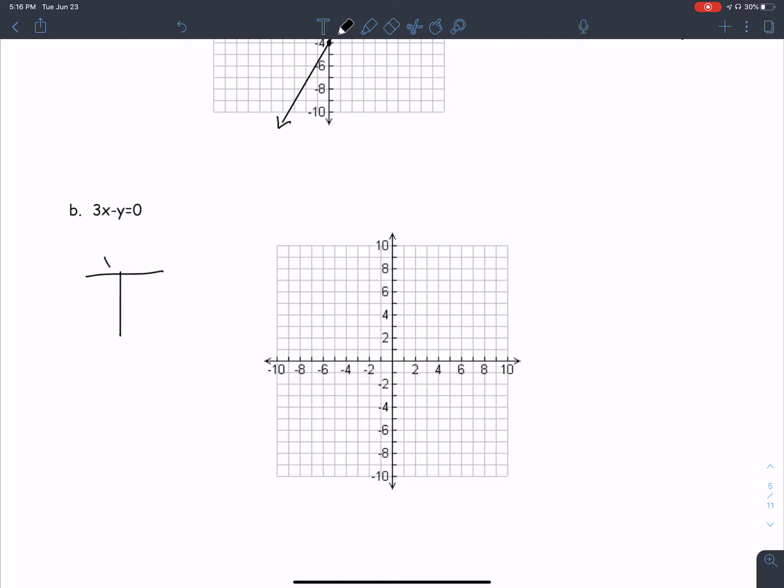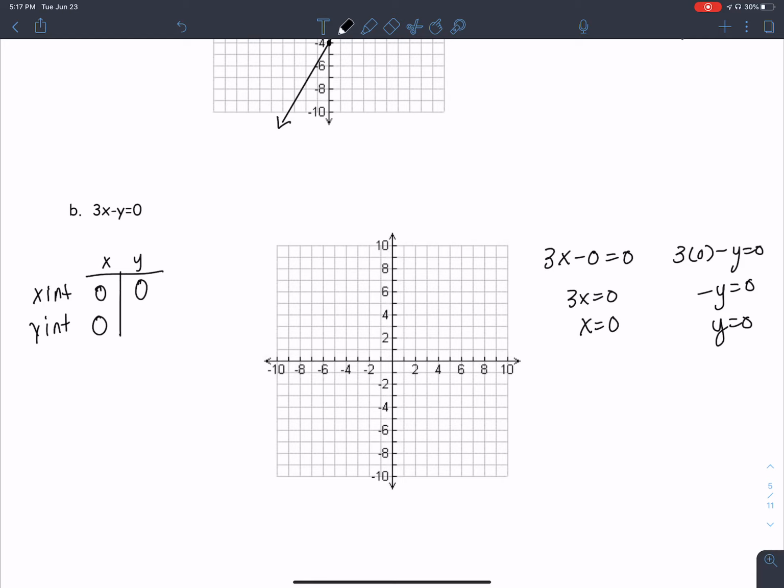First thing I should think is I should make my little table. I should think x-intercept, y-intercept, 0 y for x, 0 x for y. Now I'm going to plug it in. 3x minus 0 equals 0, 3x equals 0, x equals 0. Okay, and then for y, 3 times 0 minus y equals 0, negative y equals 0, y is going to be 0. Uh-oh, both my x-intercept and my y-intercept are 0.